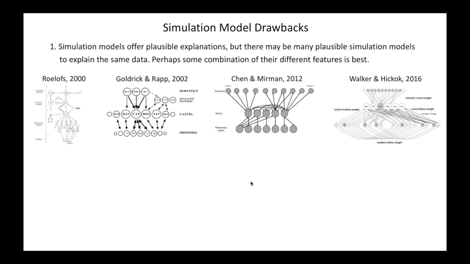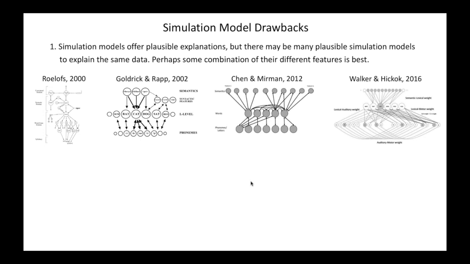But there are simulation model drawbacks. These offer plausible explanations, but there can be many plausible simulation models to explain the same data. And perhaps some combination of these different features is best. And we don't really check every possible simulation model that's out there. There may be infinite models that can explain the same thing.